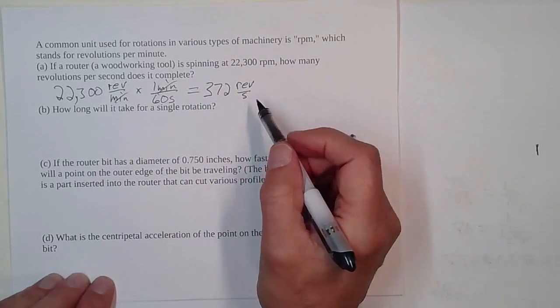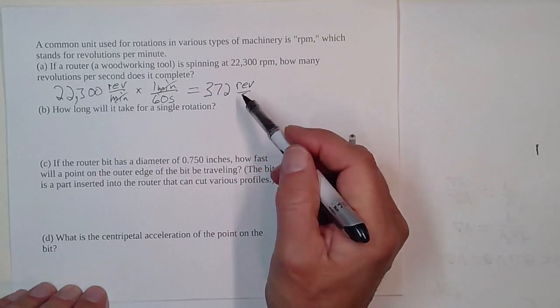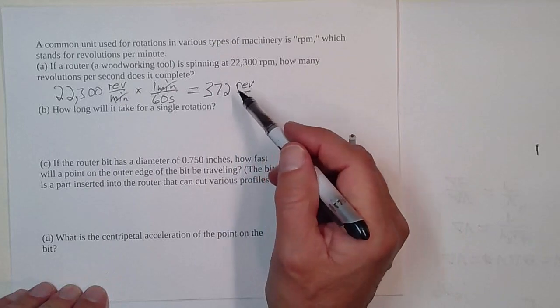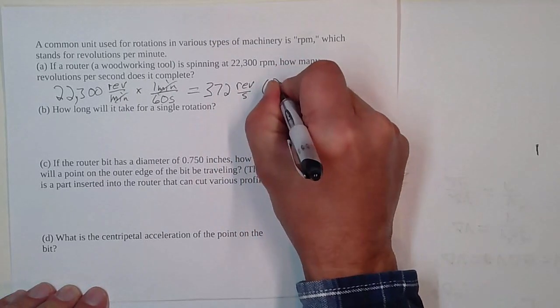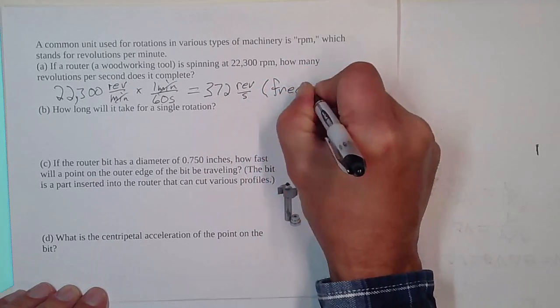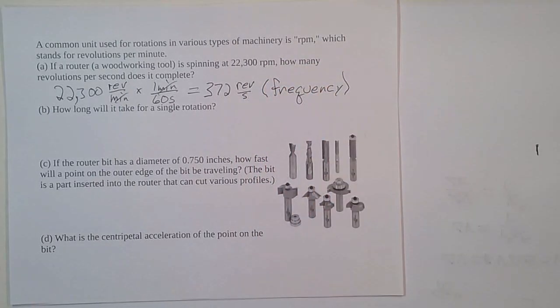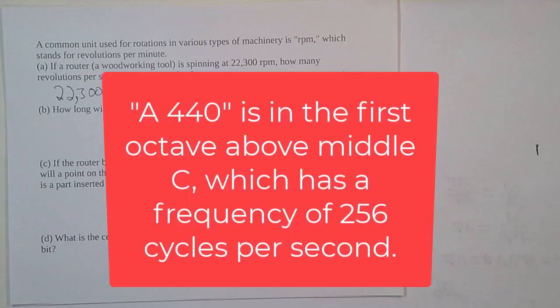Now, often we'll be talking about how many times something happens per second, and we often call that the frequency. So, for instance, a sound wave that occurs 440 times per second would be a sound frequency that we've assigned the musical letter A to. I think it's in the octave above middle C, but it could be the second octave above middle C. I can't remember.